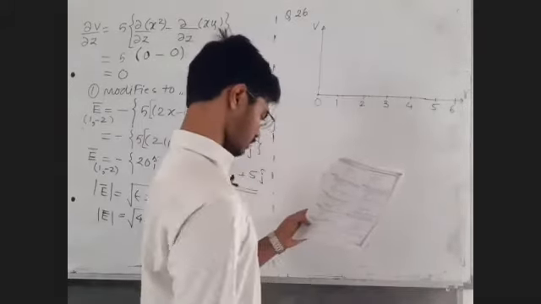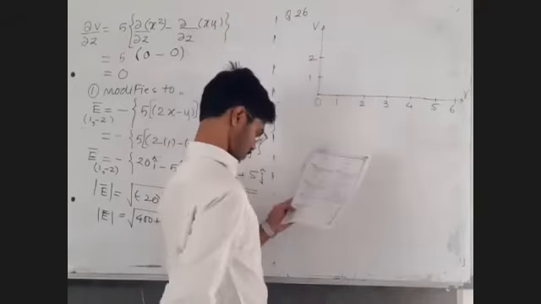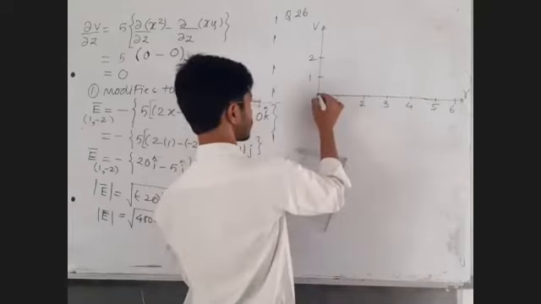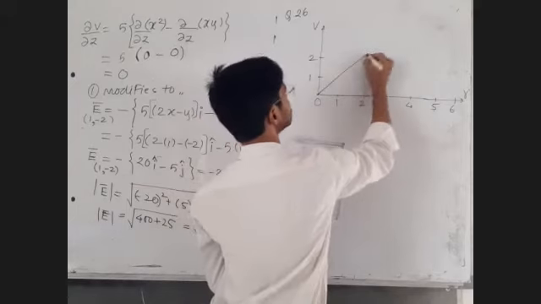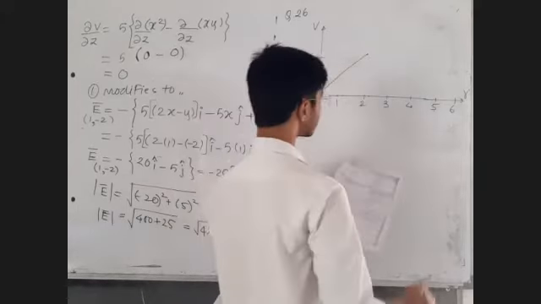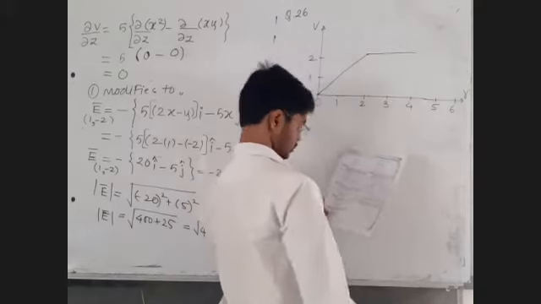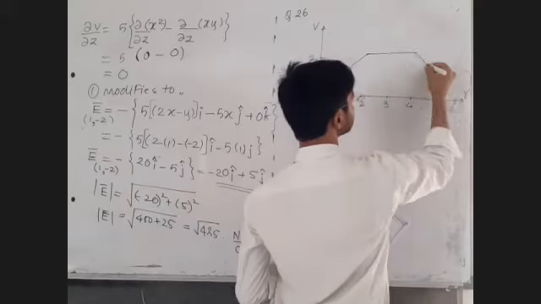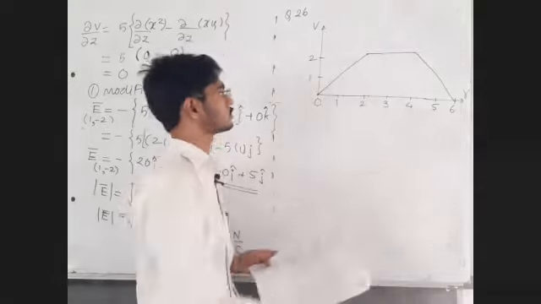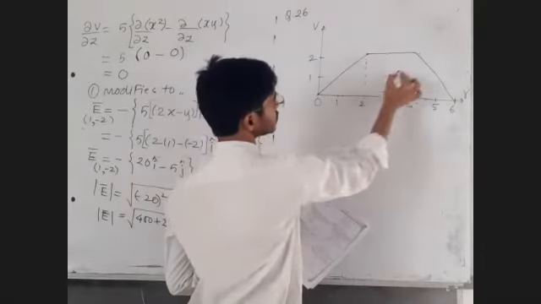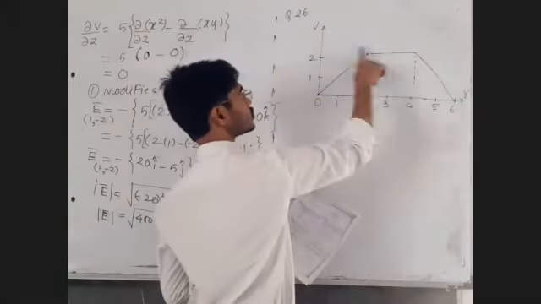Here we have 0, 0, okay, then 2, 2, then 4, 2, okay, then 6, 0. The graph is directly given in the question. This point is 2, this point is 4, this point is 2, this point is 2.